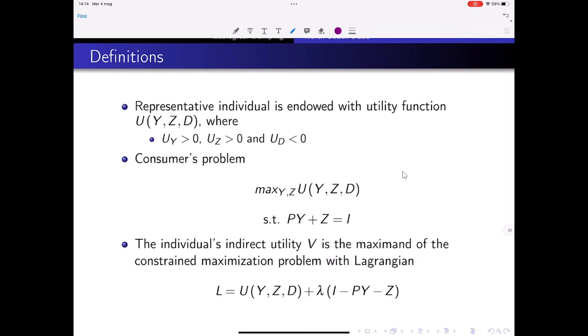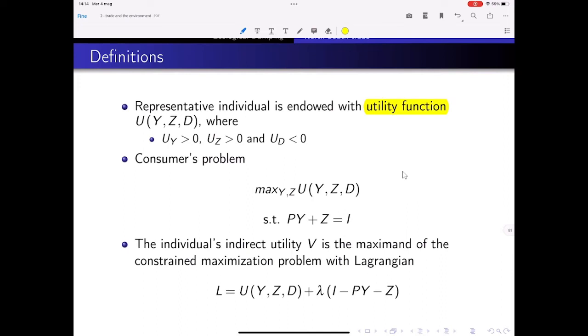I consider welfare here in terms of the utility of the consumer, and this is welfare in this case. So the consumer welfare would be consumer welfare. So I have here a representative individual, which is endowed with a utility function. The utility function is the classical one.